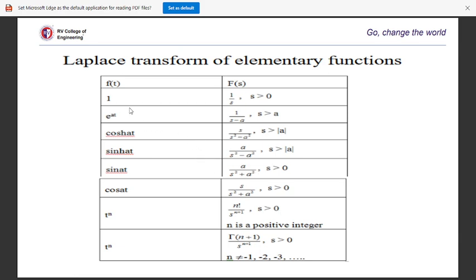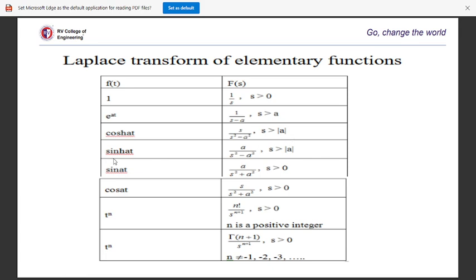Now you can see the Laplace transform of 1 is 1 by s with the region of convergence s greater than 0. Laplace transform of e power at is 1 by s minus a with the region of convergence s greater than a. Laplace transform of cos hyperbolic at is s by s square minus a square with the region of convergence s greater than modulus of a.